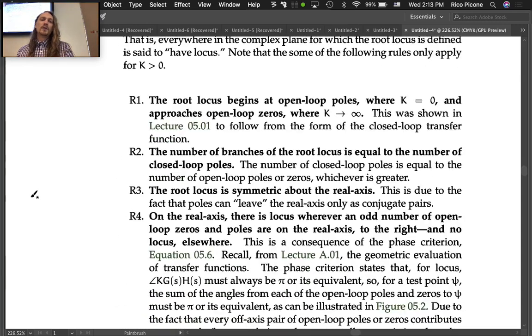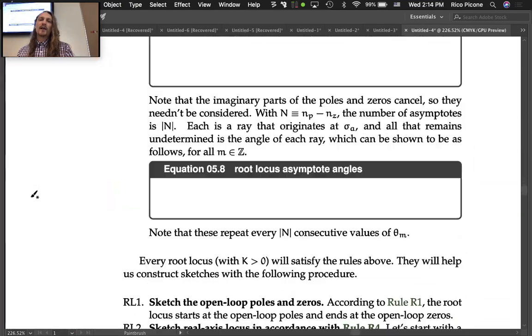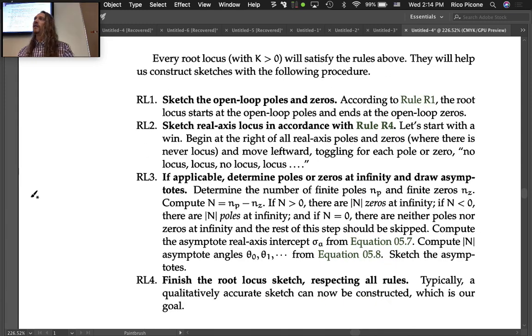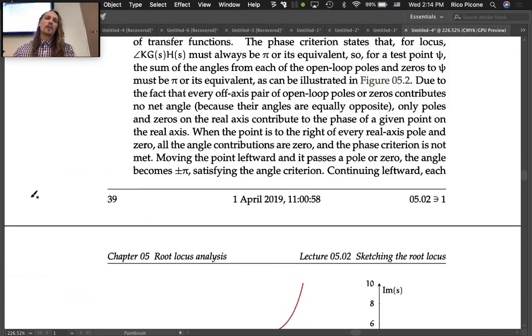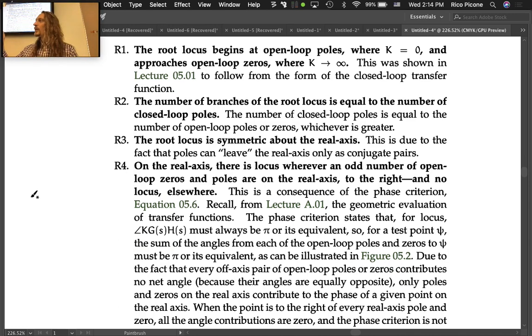Okay, so here are our rules. We have 5 rules, and then we're going to have a procedure that follows for how to go through and construct a root locus sketch. There are more rules if you want to get more precise with your construction, but I think these are the 5 that get you a really nice qualitative root locus sketch without a whole lot of work. So you should be able to sketch a root locus in a couple minutes. It shouldn't take you a long time. It should be faster than a Bode plot.